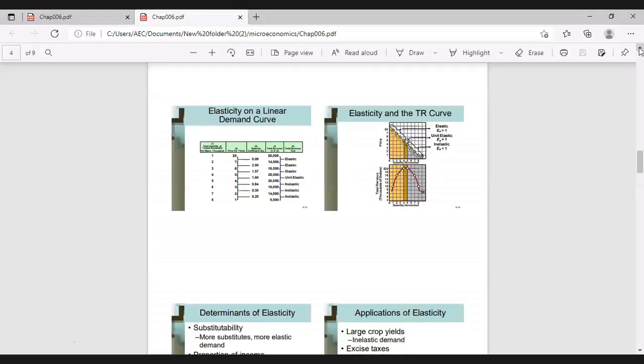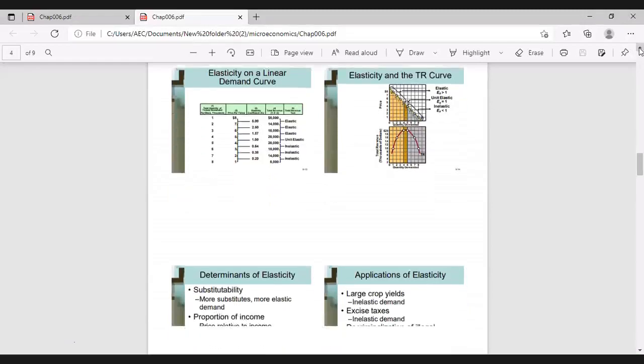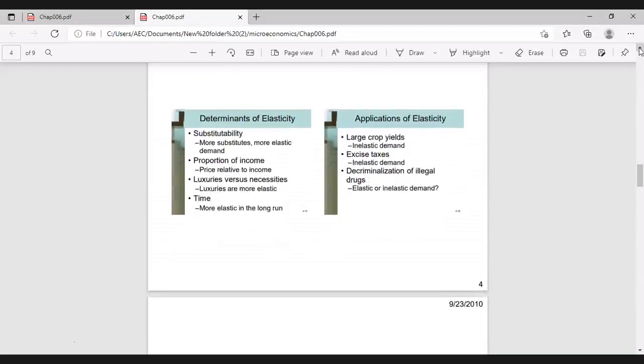So elasticity is different among commodities, and also for the same commodity, elasticity is different at different prices along the demand curve. So now we will see what the factors are that determine the elasticity, the determinants of elasticity.